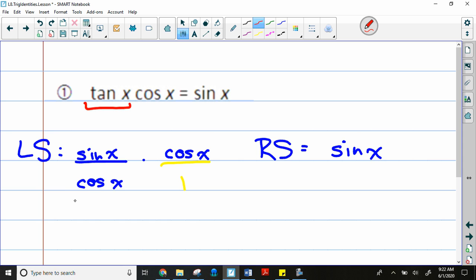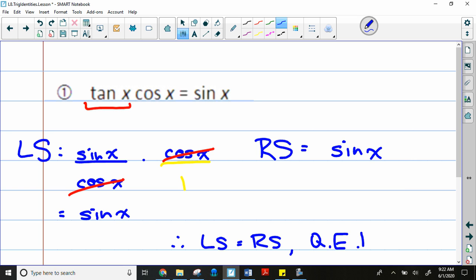Now, can you see the answer? Boom, there it is. Sine x. Therefore, left side equals right side. Quod erat demonstrandum. Boom.